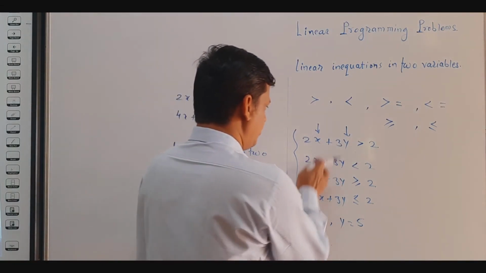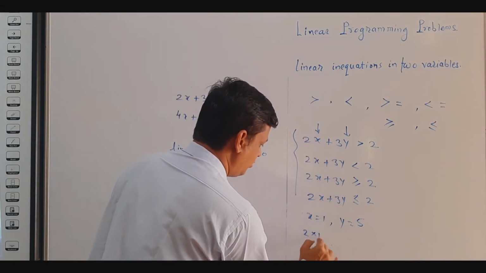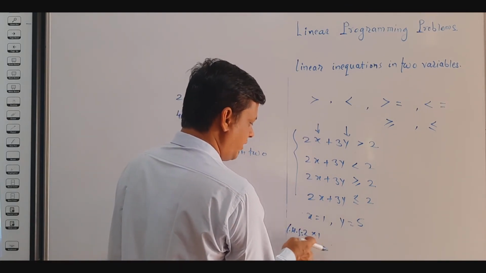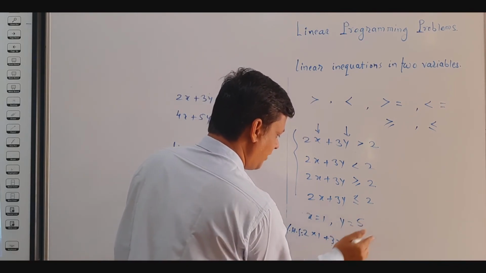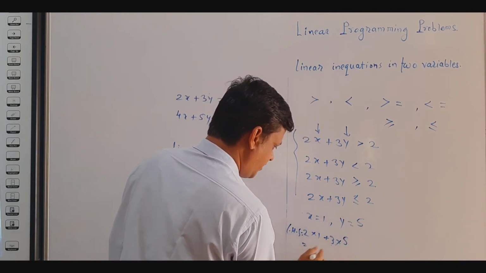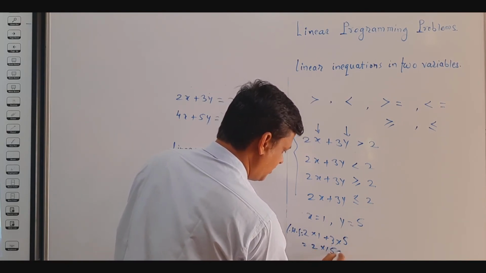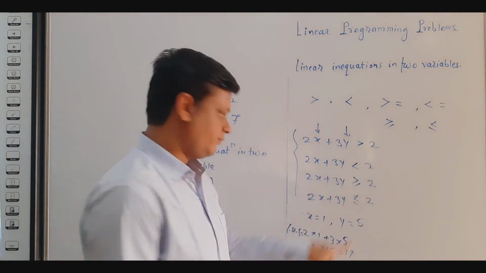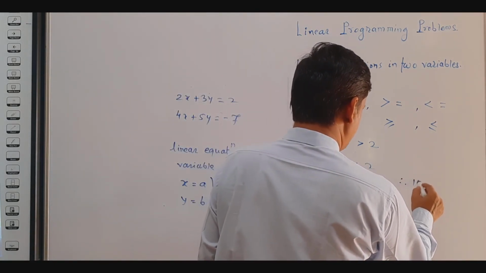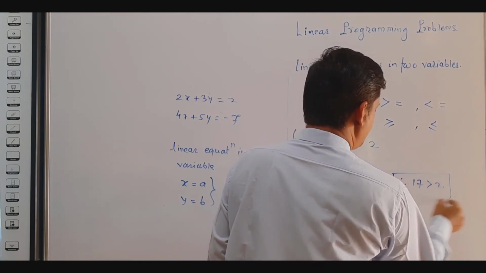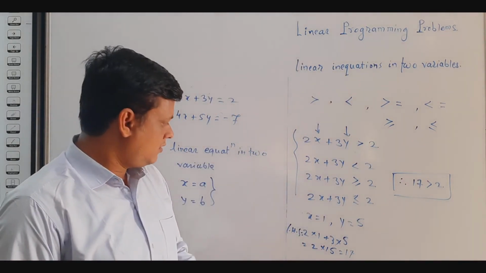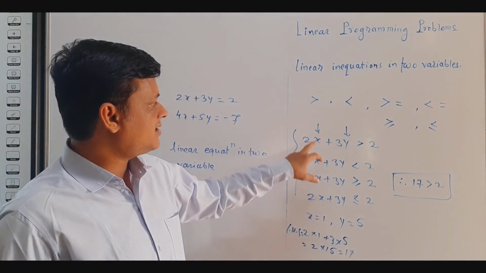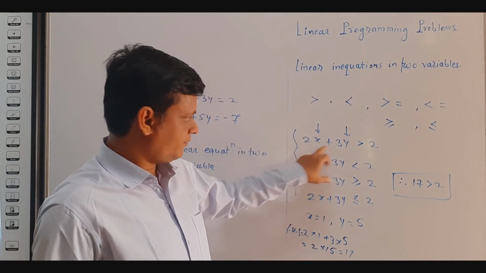See, when we substitute x by 1, LHS is equal to 2 into 1 plus 3 into 5. So 2 into 1 is 2, 3 into 5 is 15, so we get 17, and we know that 17 is greater than 2. Therefore the condition is satisfied. So x equals 1 and y equals 5 is the solution of this linear inequation.